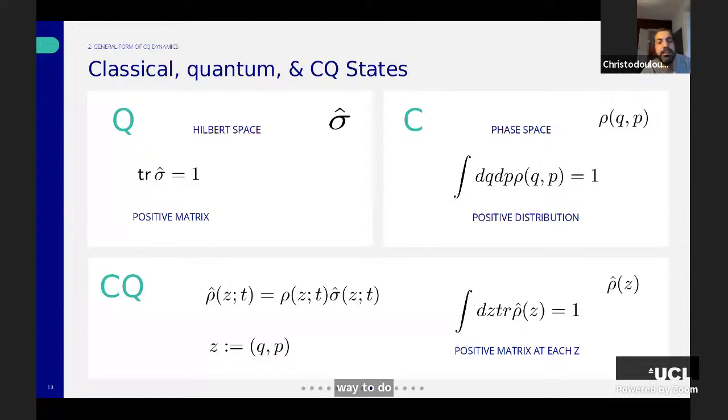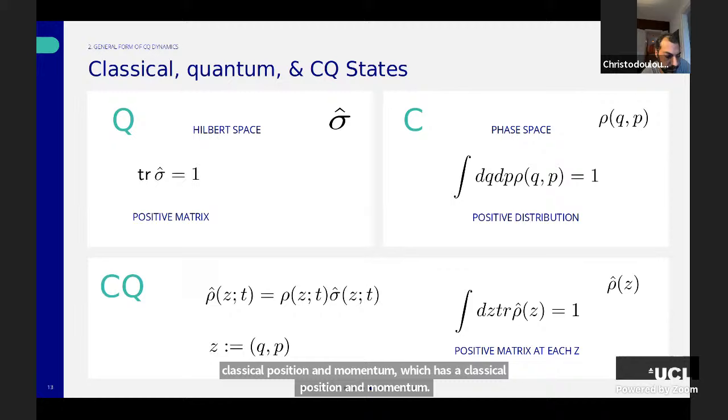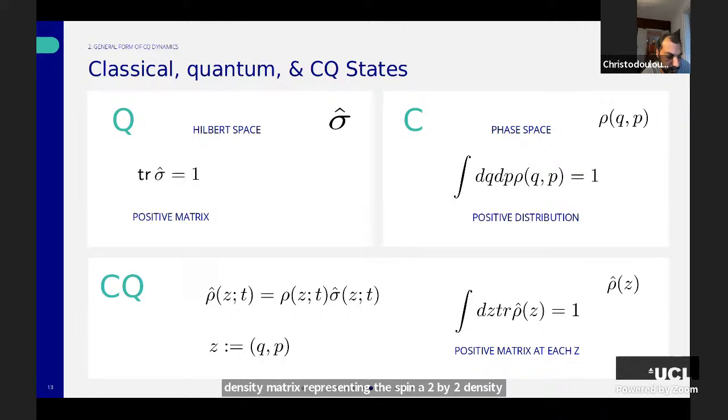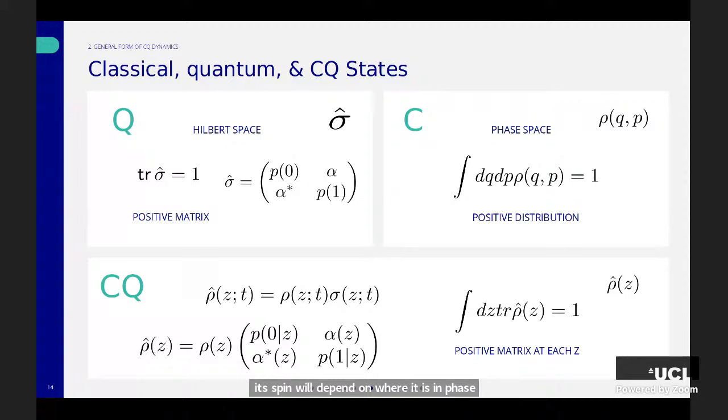You know, in some sense, a nice example I'll use is a spin half particle, which has a classical position and momentum. So it is a 2x2 density matrix representing the spin half particle, but then it can be found at any point in phase space. And its density matrix representing its spin will depend on where it is in phase space. So here I've given our spin half particle. It can be at any point Z in phase space, and then conditioned on it being at a point in phase space, it's either a zero or a one, and then it has some coherences with the off diagonal elements.